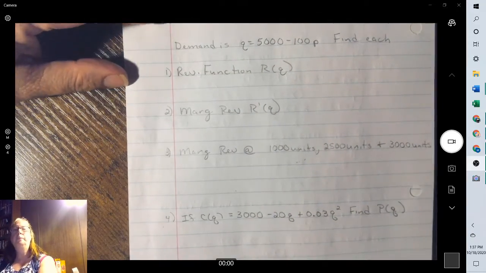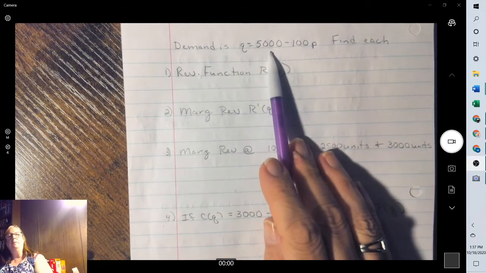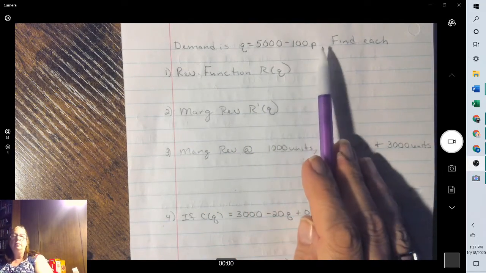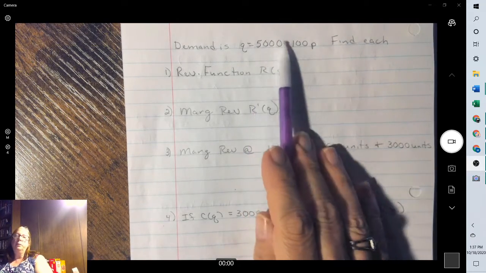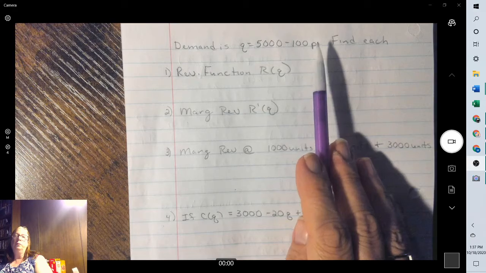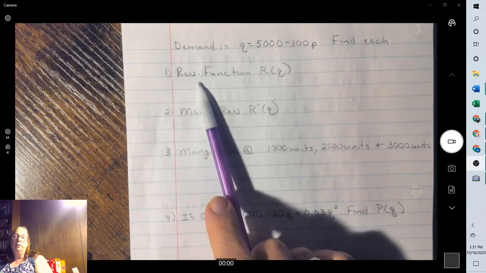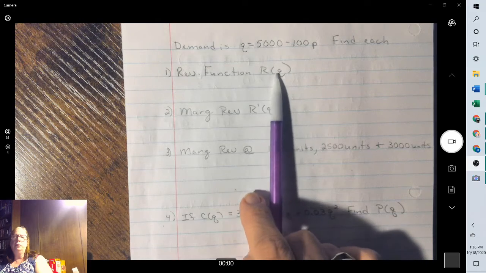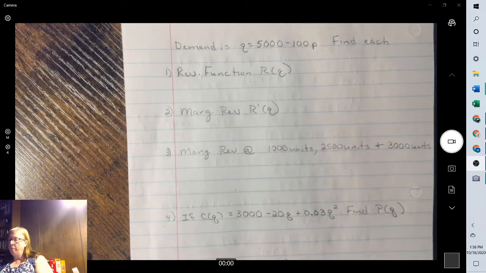One more. Demand. Demand is Q equals 5,000 minus 100P. P is your price and Q is your quantity. In most cases, we want this solved for P instead of Q because they want us to find the revenue function, and revenue is in terms of Q. So we need to solve this first.